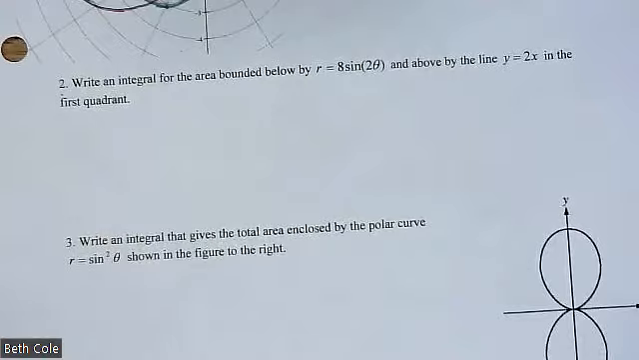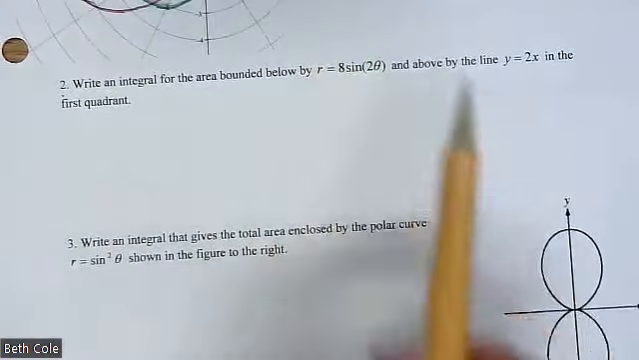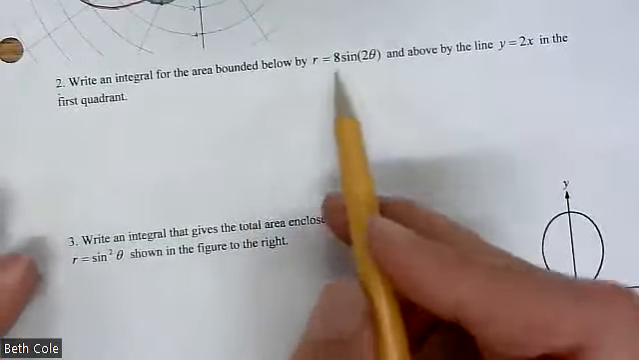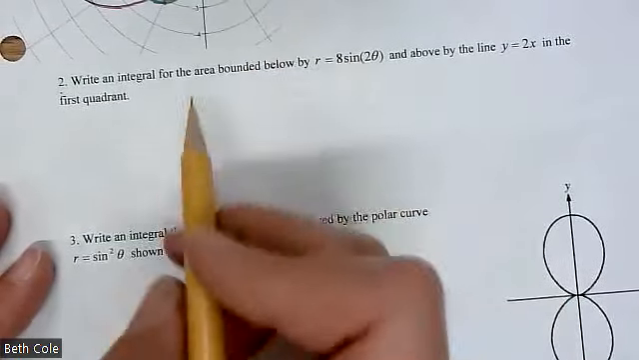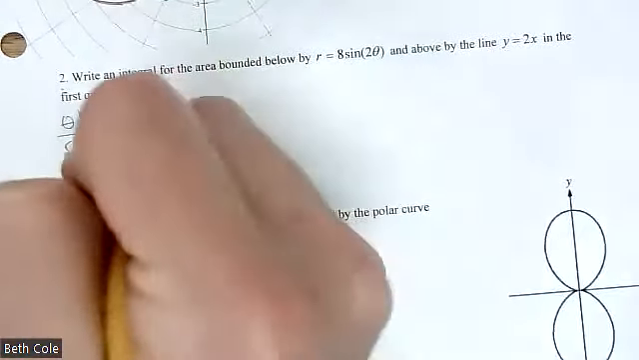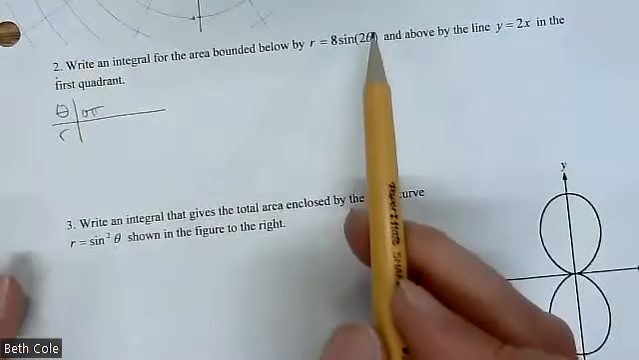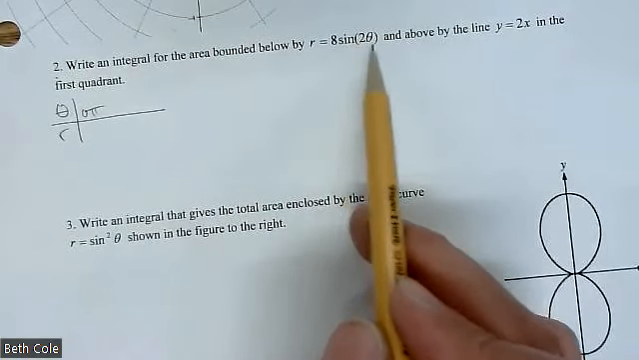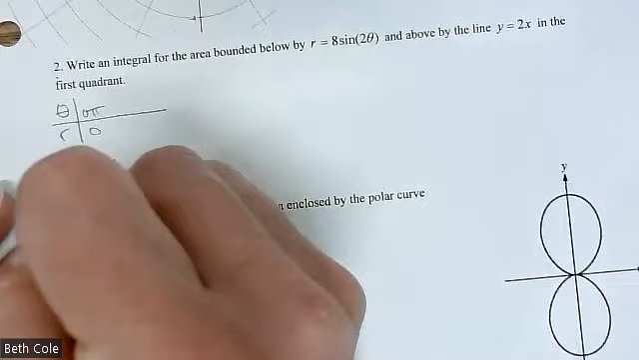Write an integral for the area bounded below by this graph and then above by that one. All right, so let's draw a picture. You need to be able to draw this. Okay, it'll just be a quick sketch because it's just this one thing. Okay, so let's plug in some angles. Let's start with 0. Sine of 0 is 0. So you're going to start at the pole.